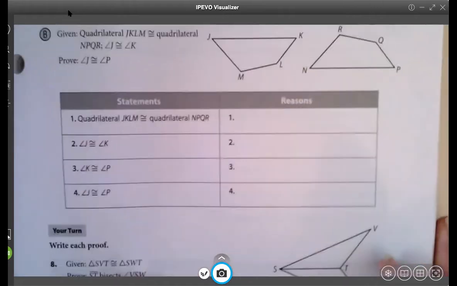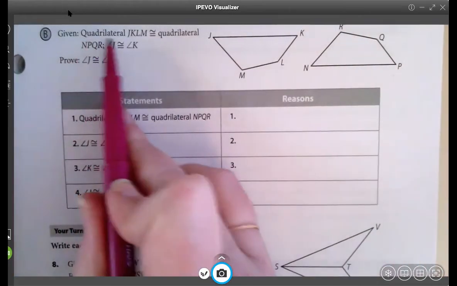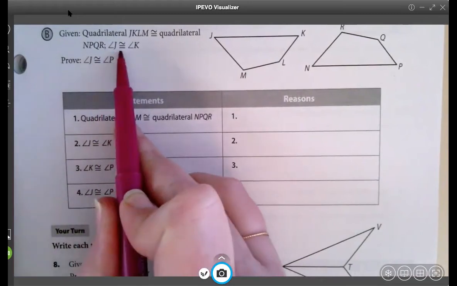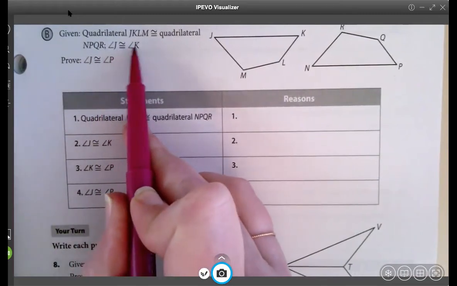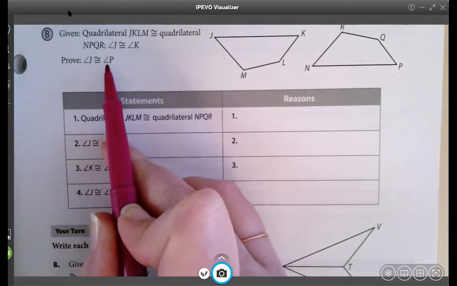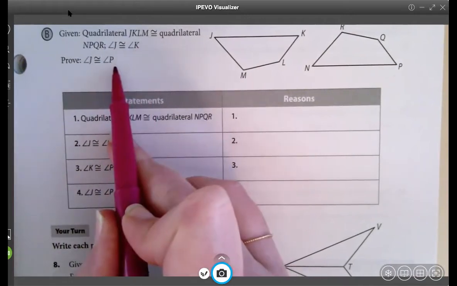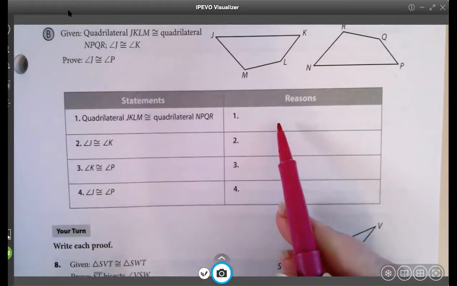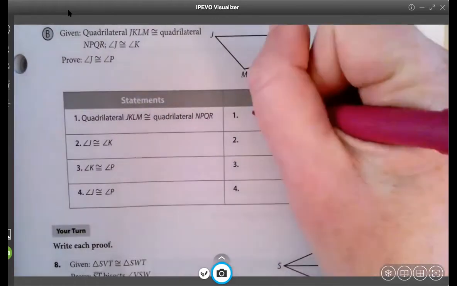Quadrilaterals this time. You are given that quadrilateral JKLM is congruent to quadrilateral NPQR. You're also given that angle J is congruent to angle K. And we're trying to prove that angle J is congruent to angle P. Not K like we're told, P, something different. So the first line on the reasons should always be what? Every time.